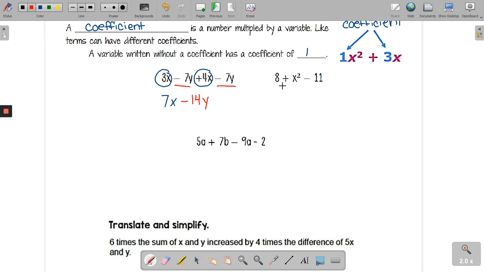The next problem, we have 8 plus x squared minus 11. We need to find our like terms here. So we have a constant of an 8, a constant of a negative 11. So we're just going to add these two together. 8 minus 11 gives us a negative 3. Then we have an x squared. We do not have anything else for the x squared, anything to combine it with, so we just bring it down. So it's plus x squared.